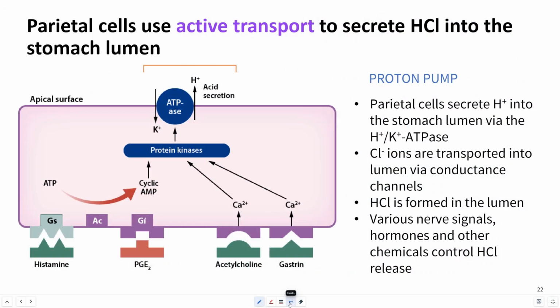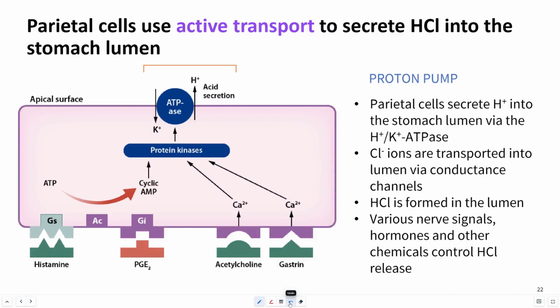The parietal cells use active transport to secrete HCl into the stomach lumen. The proton pump is an enzyme called the proton potassium ATPase located on the surface of the parietal cells inside the stomach lining. It plays a critical role in the production of HCl. When activated, it binds to histamine on the H2 receptors, and it triggers a signaling cascade that leads to the activation of the proton pump.